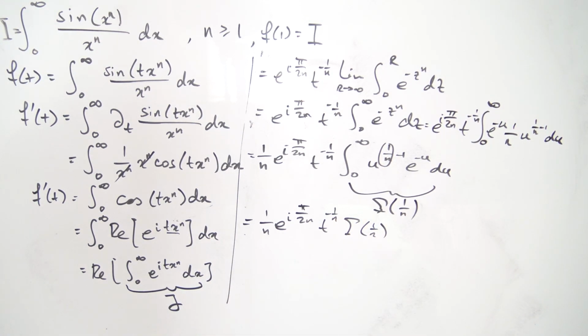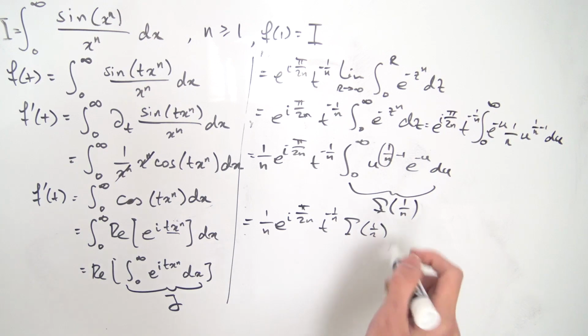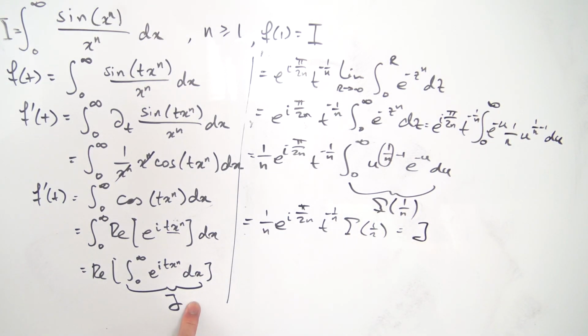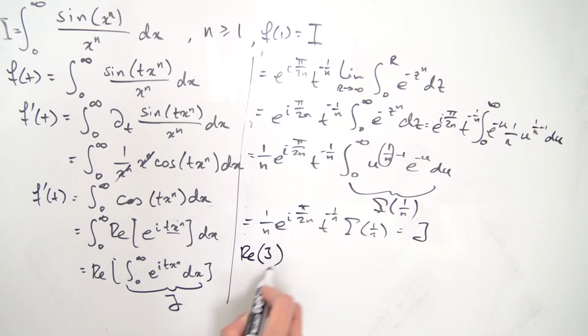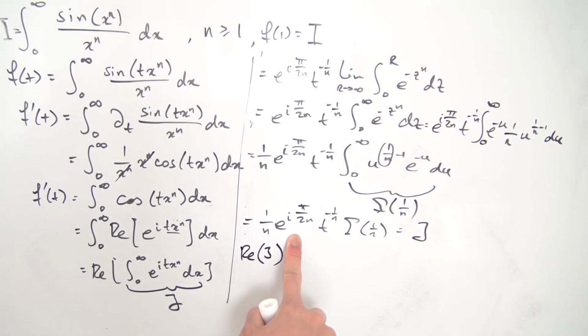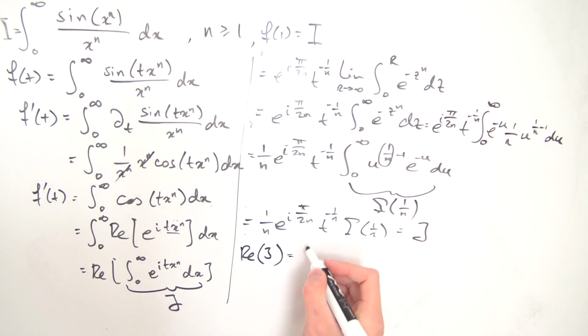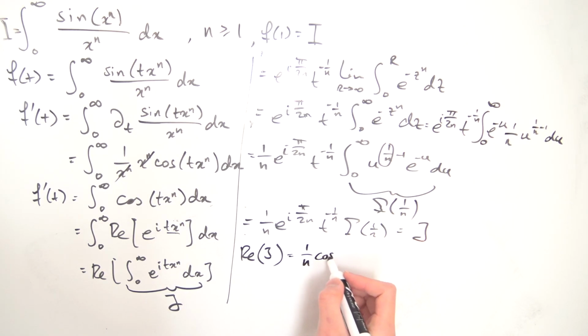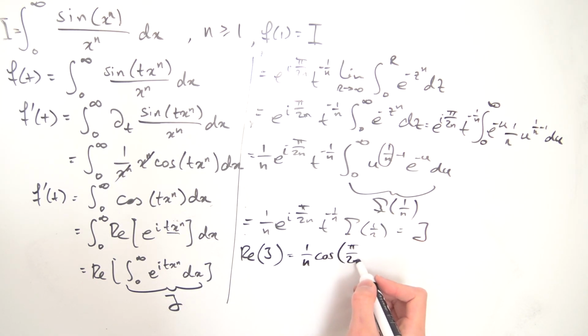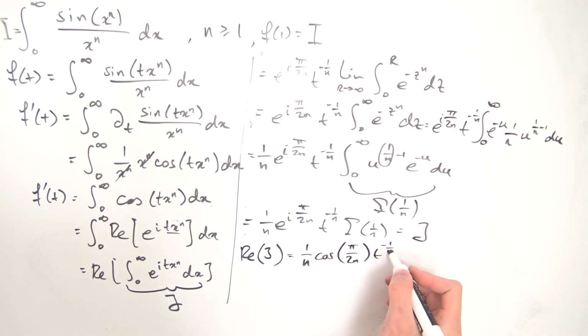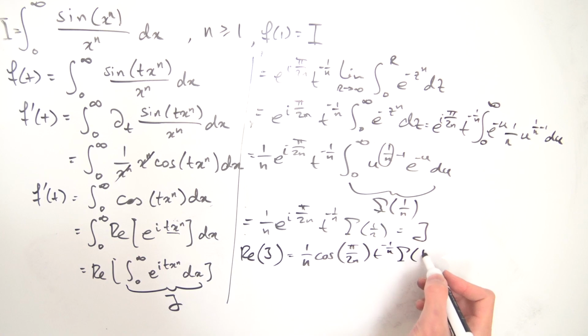Alright, so we've done quite a bit of work so far. Remember, what exactly is this? This is our j that we had right here. And now let's take the real part of j. What is the real part of this thing? This is not too bad to evaluate because the only imaginary thing is this e to the i pi over 2n. And we can easily figure out its real part just by taking the cosine of this argument. So this is equal to 1 over n cosine of pi over 2n times t to the minus 1 over n times the gamma function of 1 over n.